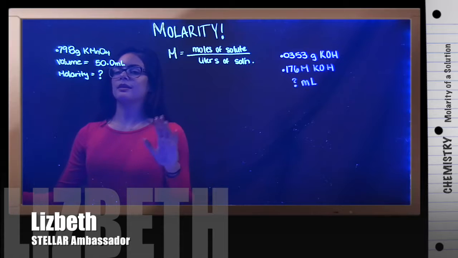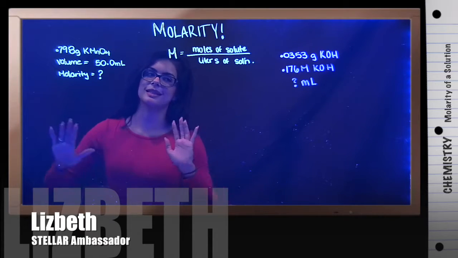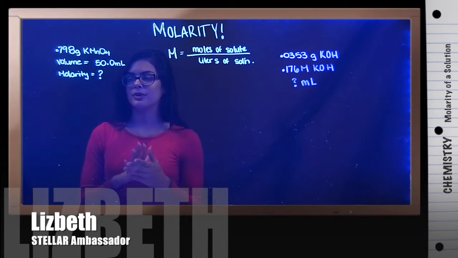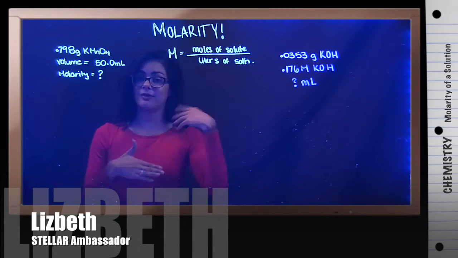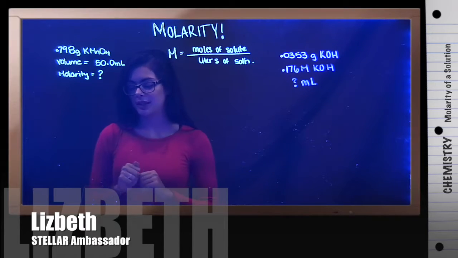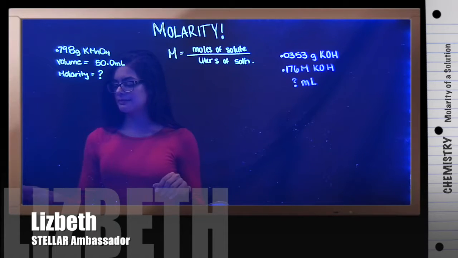So you're looking at this and you're like, wait a second, I don't see moles, I don't see liters, how are we going to find this? So it's pretty simple, right? We're going to go ahead and take the grams and convert them to moles using our molar mass, and we're going to take that volume and convert it from milliliters to liters, and then we're just going to divide. So let's see how that actually looks.